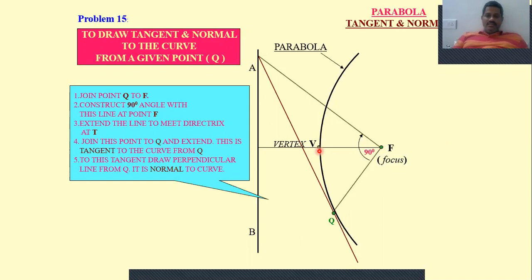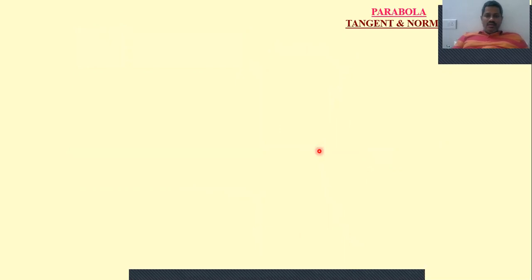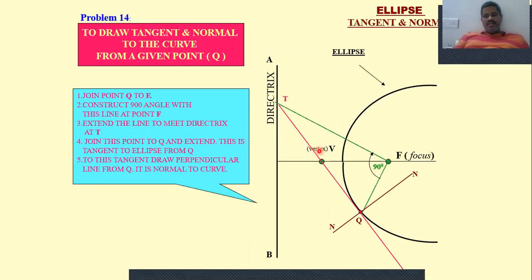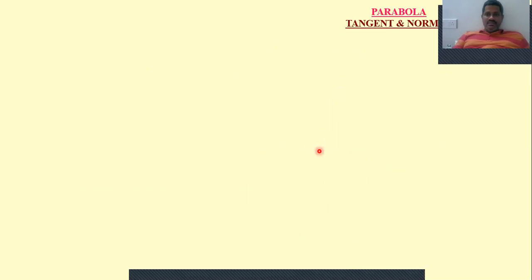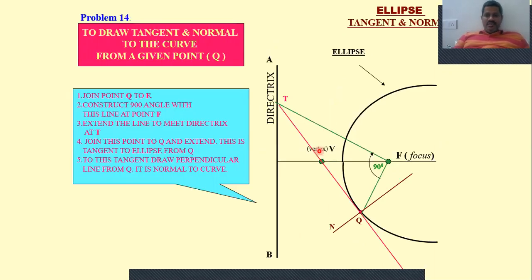Now let me go back to what we discussed. If it is a simple ellipse, it is the same method. As you take point Q, join FQ, then draw a perpendicular line to this FQ up to the directrix. Then draw a line from the intersection point which must pass through Q, and this will become your tangent, and the perpendicular to it will become your normal.